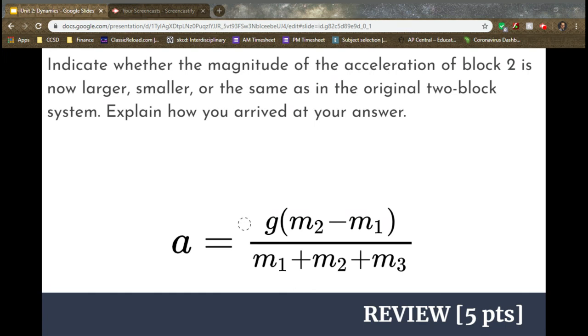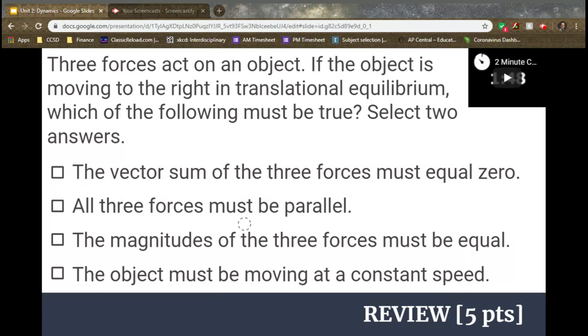Okay, all right. Just a few more. So, three forces act on an object. If the object is moving to the right in translational equilibrium, that means straight line. Okay, which of the following must be true? Select two answers. If you want to time it, time yourself 2 minutes. Don't forget to select two answers. Okay, you should have gotten B and C. So this one and this one.